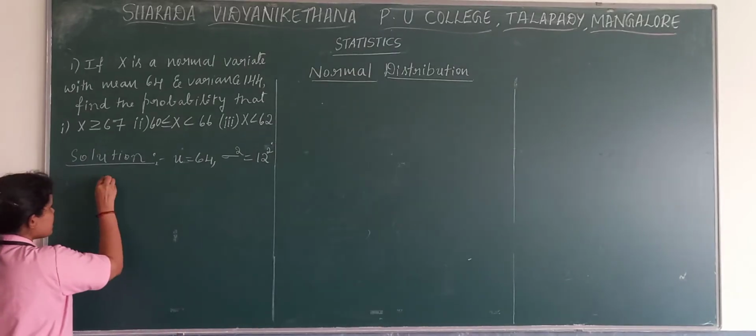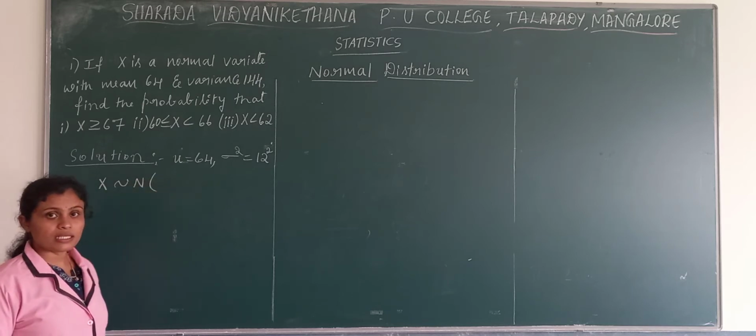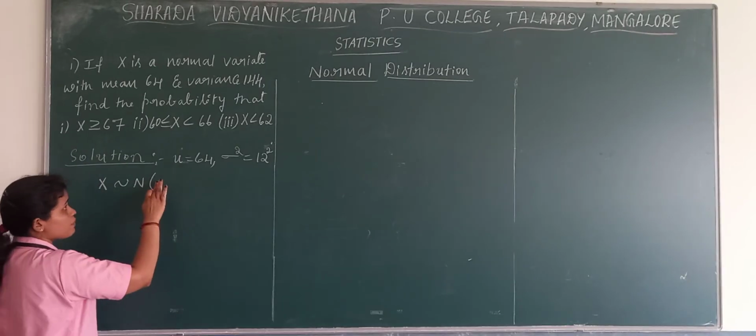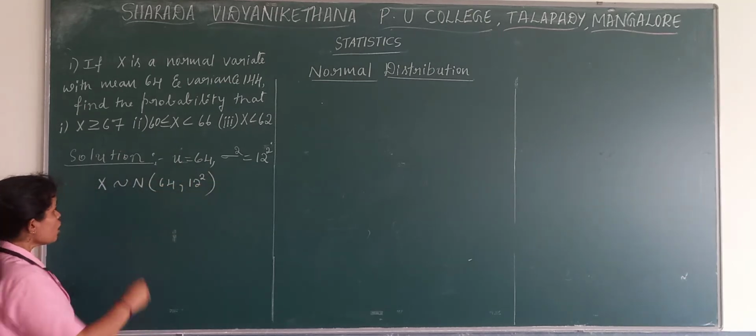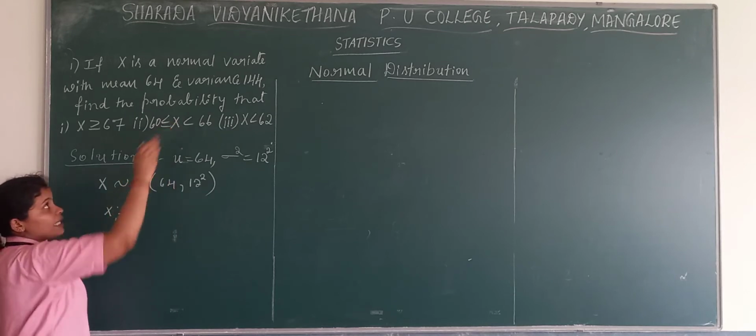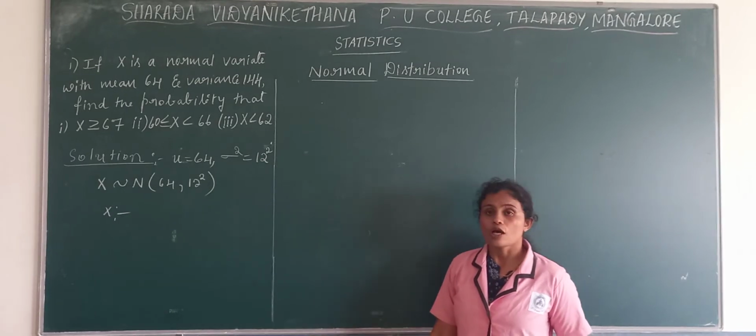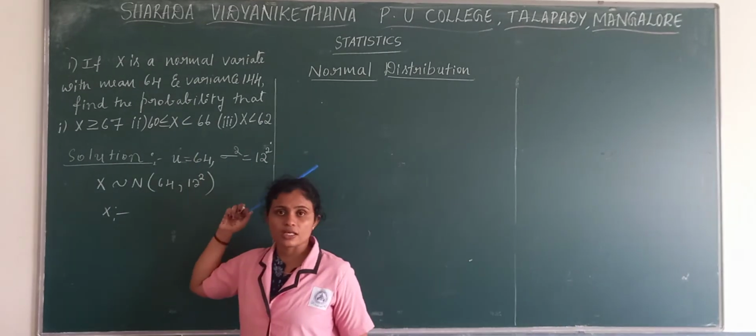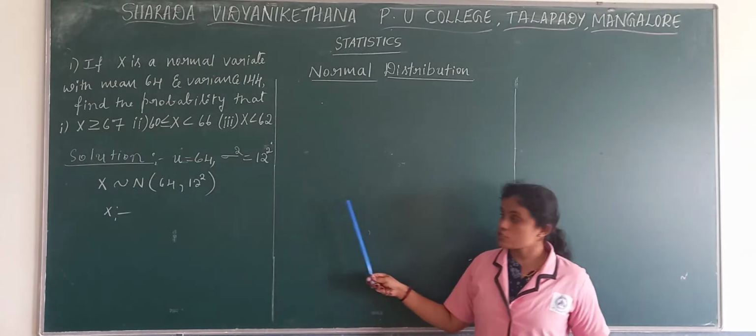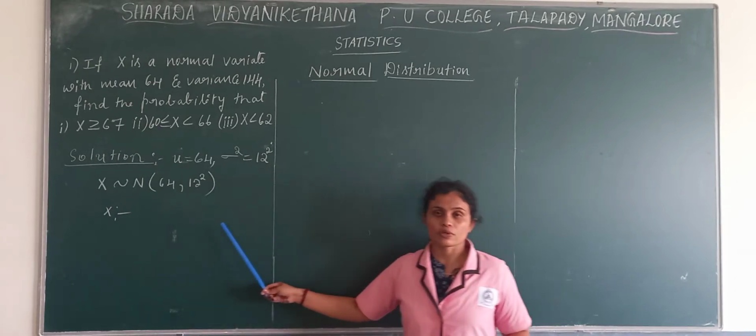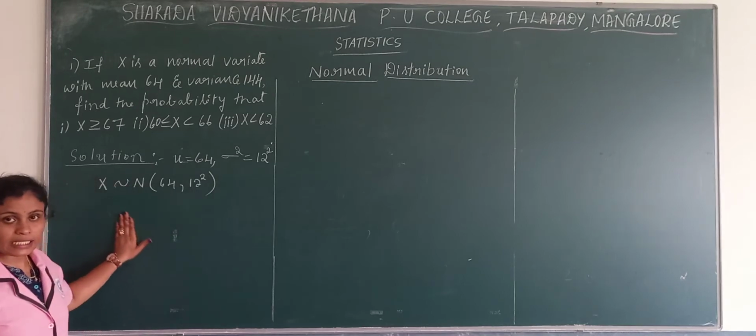Now next, X is n, that means normal distribution. So write the parameters: mu is 64, then 12 square. Usually we write x, but here they did not give x directly; they have given the mean and variance. For example, sometimes heights of students or weights of a group of students will be there, and we need to write that. But in this problem they have not given it, so we are not writing x.